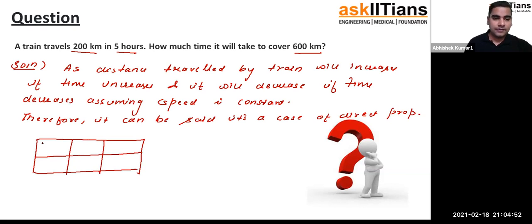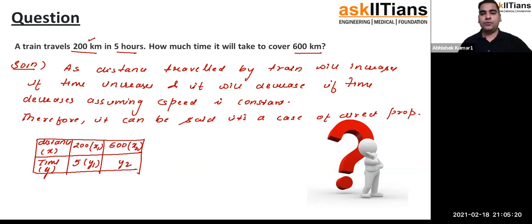Here, let's say I am writing distance and we are going to denote the distance by X. And here I am writing time and we are going to denote time by Y. So the distance traveled is 200 kilometers, which is denoting the value of X1, in 5 hours. That is denoting Y1. If the distance traveled is 600 kilometers, which will be X2, how much time will be taken? Let us denote it by Y2.